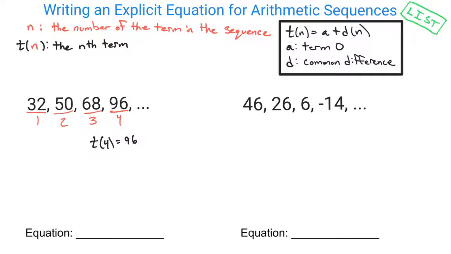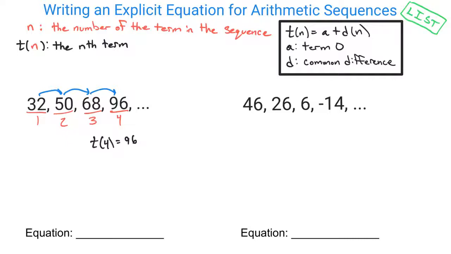So when we're using our explicit rule for arithmetic sequences, remember it's this t of n, the nth term, is equal to a, which is term 0, plus d, the common difference, times n. So a plus d times n. So we need to figure out what that common difference is first. So as we do that, we take a look here and we say, all right, well, let's figure out what the pattern is going from one term to the next. And remember, since it is arithmetic, we notice that you are adding or perhaps subtracting the same thing every single time.